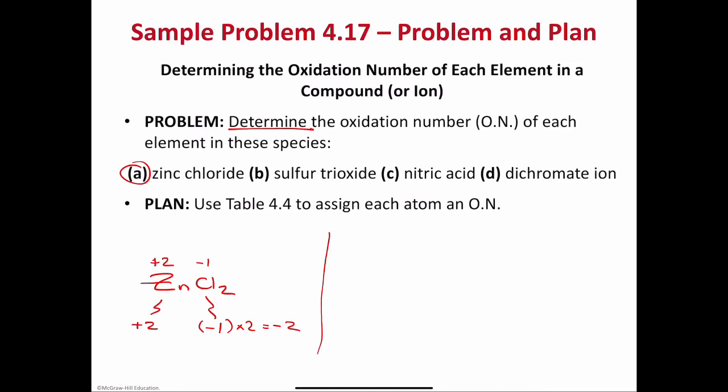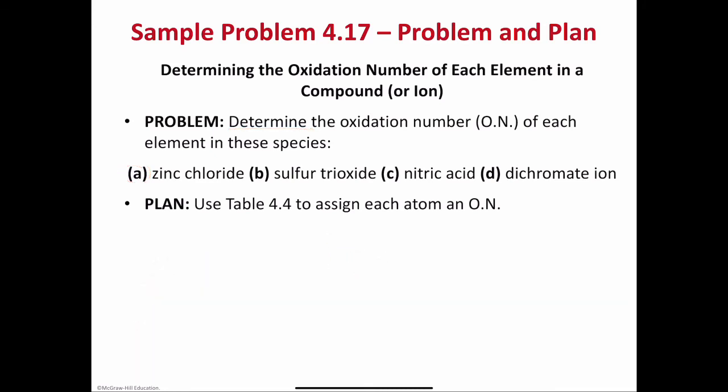Let's take a look at another example. If I have sulfur trioxide, you remember that the oxidation number for oxygen is -2 unless it's in a peroxide, and sulfur trioxide is not a peroxide. So I have -2 and I have 3 of those oxygen atoms, so that gives me a total of -6. If I have -6, that tells me that the oxidation number of my sulfur must be +6 to balance that out. So my sulfur is +6 and my oxygen is -2.